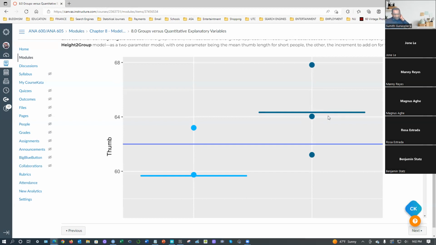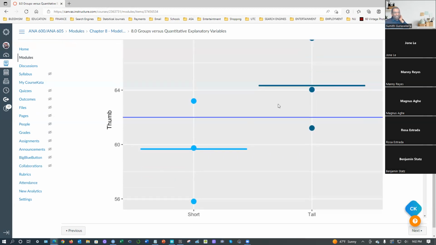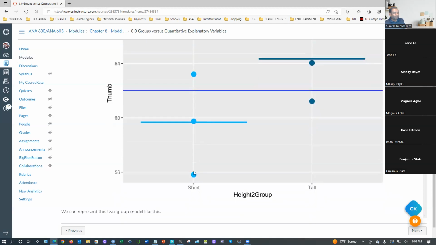But if you're going to divide this based on male and female, you can remember 59 and 65. For female, you have 59. Male, you have an average of 65. Now, this time, based on short and tall, they were being mixed up.